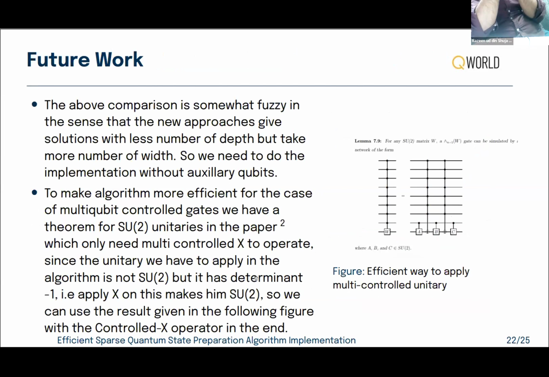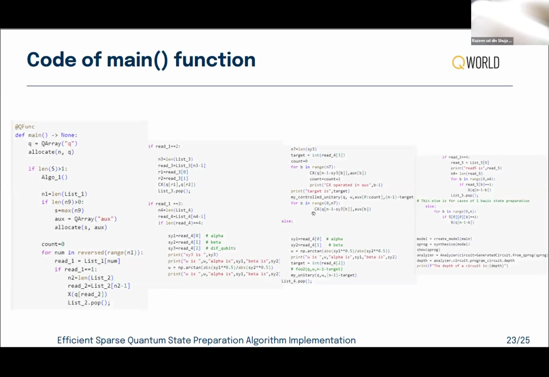In the future work, the comparison you are seeing uses an auxiliary qubit in our implementation, so our implementation requires more qubits than the Classiq one right now. We are now trying to implement it without auxiliary qubit techniques in Classiq, and we are halfway there. After this, our main goal is to make this algorithm more efficient by using another result from the paper on quantum computations, which says that you need only the control X if you want to apply any control unitary. So that's it from our side.